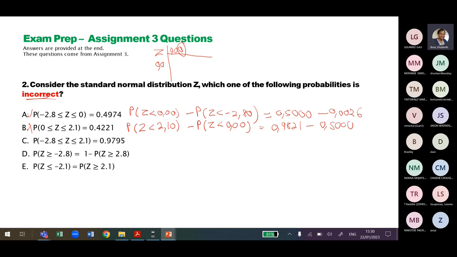So let's look at C. Do you see on your own? See if you can get it right.